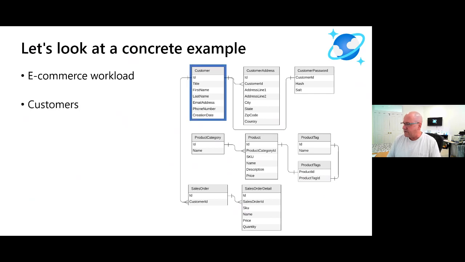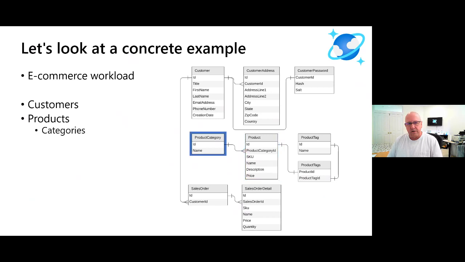We've got a customer table here, so I've got our customers as entities. We've also got a customer address table and then a customer password. You can see I've got a one-to-many relationship from customer to customer address, and then a one-to-one relationship between customer and customer password. We've also got products, so I've got a product table here, also a categories table, so a one-to-many relationship between that and products. And then we also have product tags. So here we've represented a many-to-many relationship between product tags and products itself.